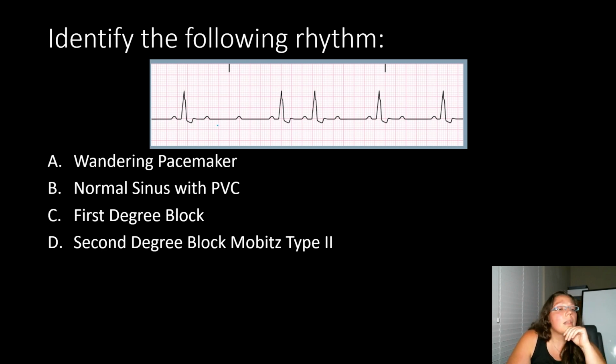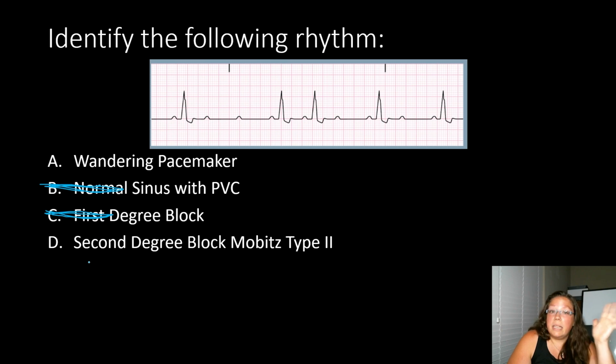So that means we've got a block, so we can get rid of normal sinus. Okay, we can get rid of first degree because not all the P's have QRSs. What if you didn't know what a wandering pacemaker was? We didn't really go over that, right? So it could be wandering pacemaker or second degree block.